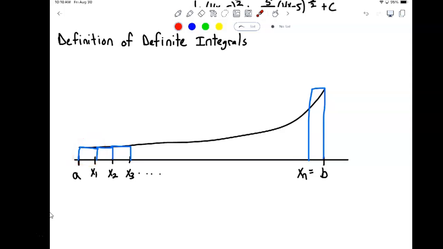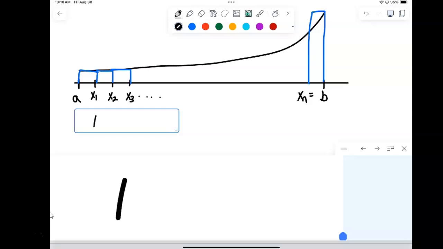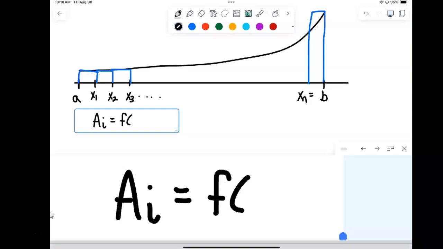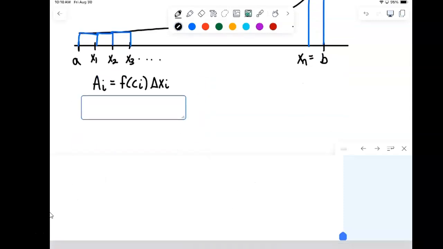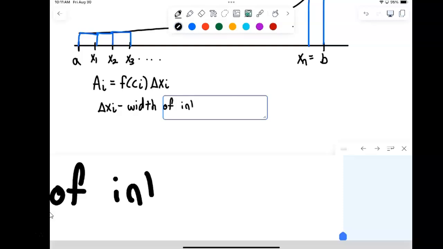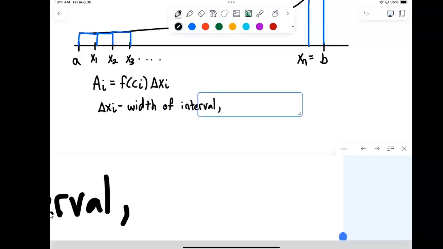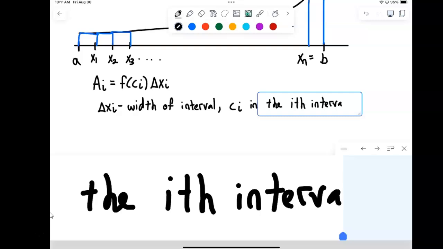And the way we did it for the definite integral is we said, hey, the area for the ith rectangle, call it a sub i if you will, was just the function value at some point in the interval, which we called ci, times the width of the interval, delta xi, where again, delta xi was the width of the interval, and ci is in the ith interval. Okay, it's a point inside the interval.